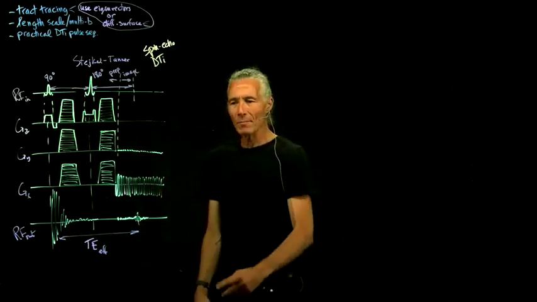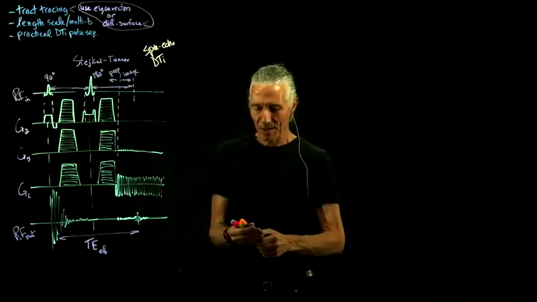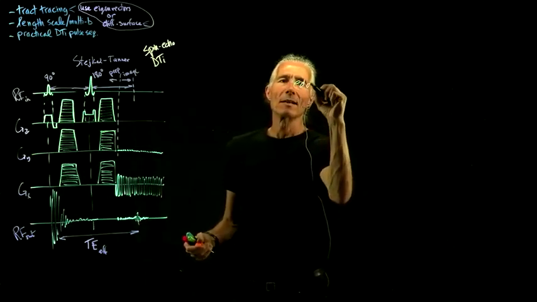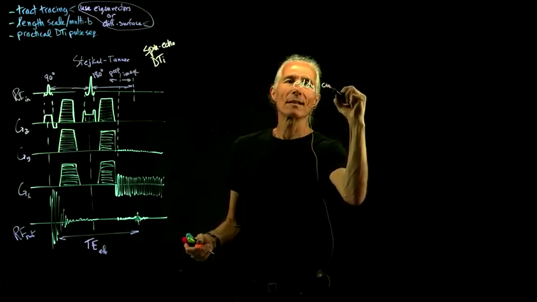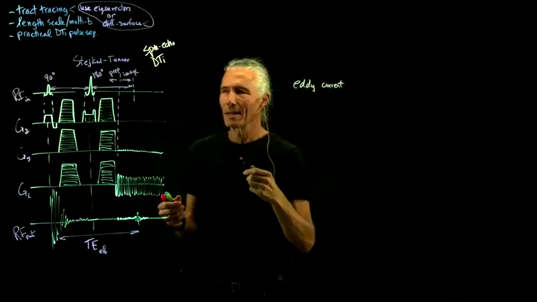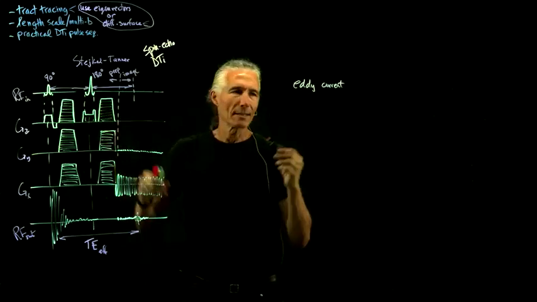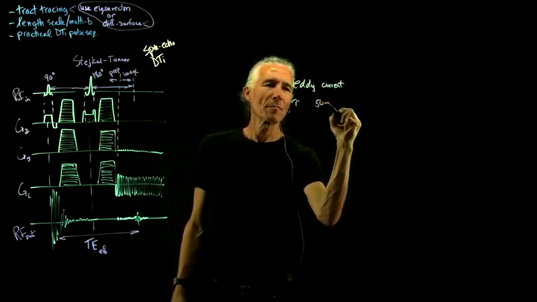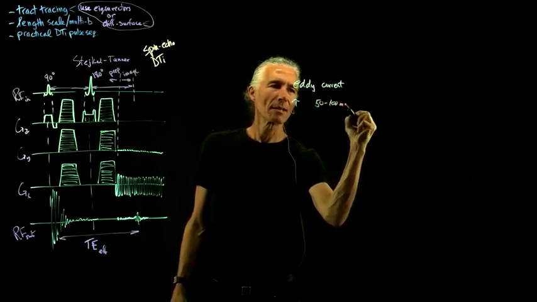So one of the problems with diffusion that I mentioned earlier was this idea of eddy currents. And eddy currents are currents that start sloshing around in the metal of the magnet as a result of these very large gradients. And their time constant can be 50 to 100 milliseconds. So that's a long time.